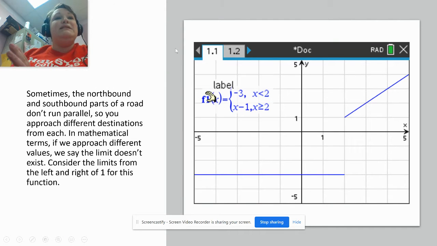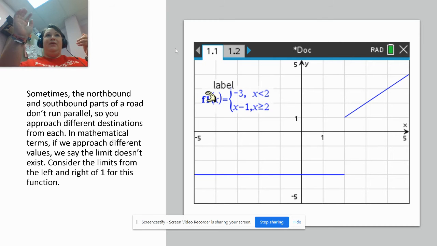Here we go. So just like sometimes the northbound and the southbound parts of a road don't run parallel. Think about when you're in a big city, or even not a huge city. Let's just think about San Antonio. And you're tooling along, right? And then here goes I-10 north. And then I-10 south doesn't always run right next to it. Sometimes they kind of veer off from each other, okay? So you approach different destinations, right? Like you can get to some source from I-10 north.